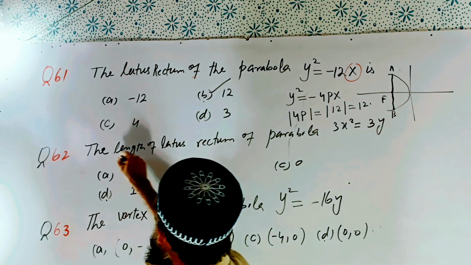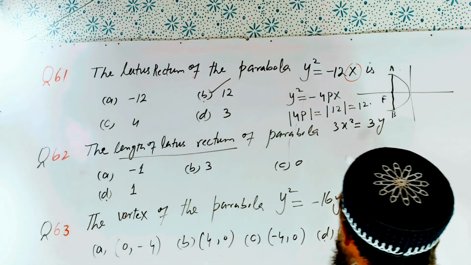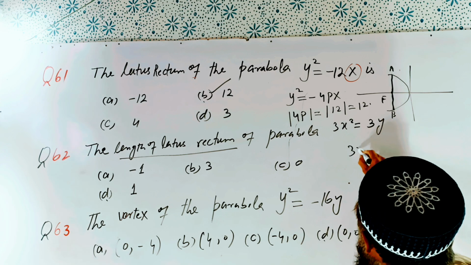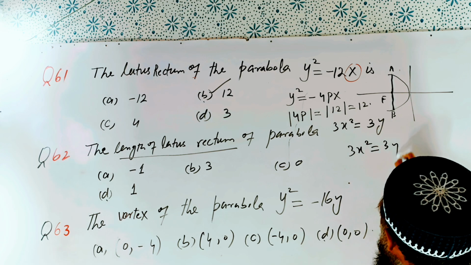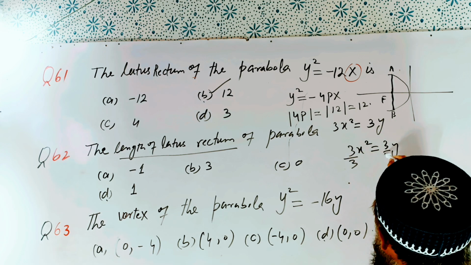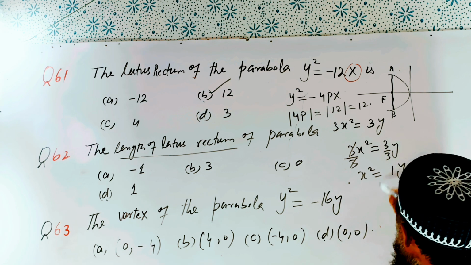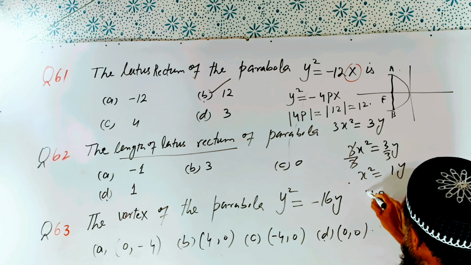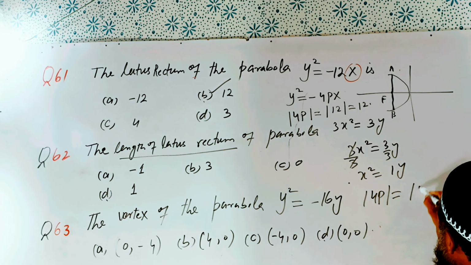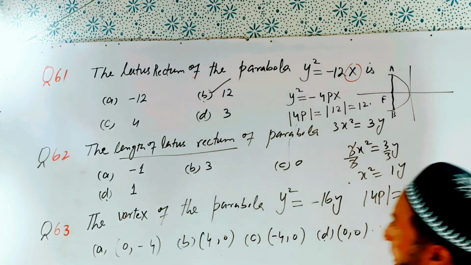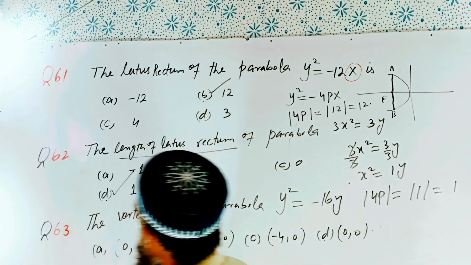Similarly, here the length of the latus rectum of the parabola 3x square is equal to 3y. So dividing both sides by 3, this will be cancelled. x square is equal to 1y. So if we are finding the length of the latus rectum 4p, the absolute value 1 is equal to 1. Here option D is the correct option.